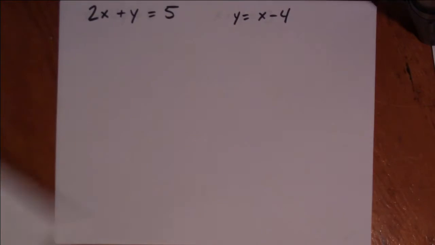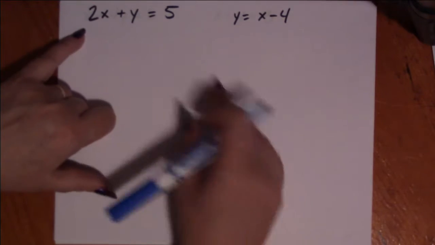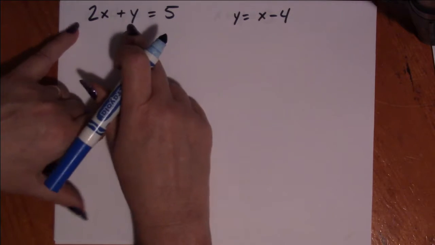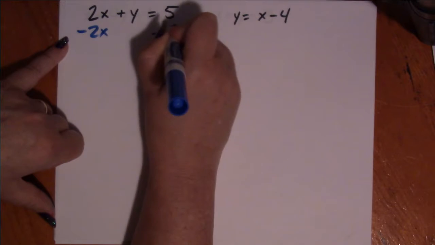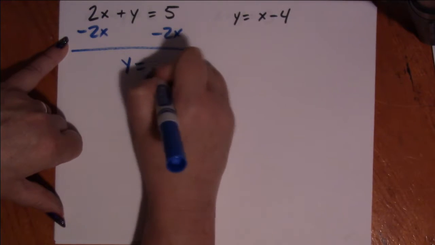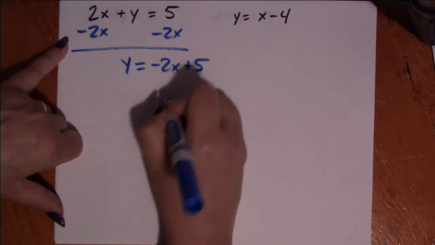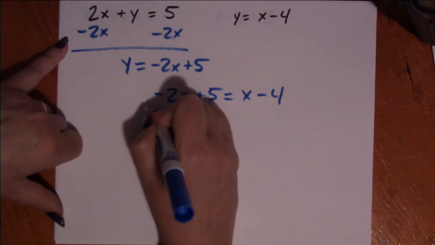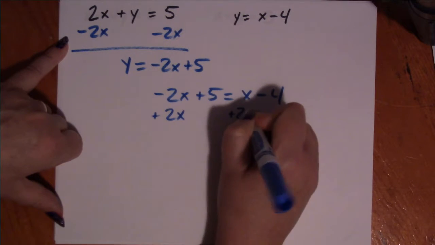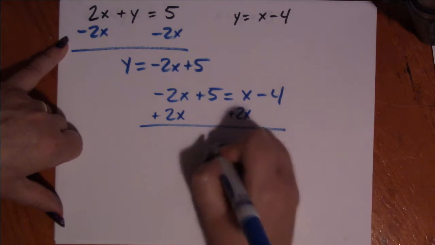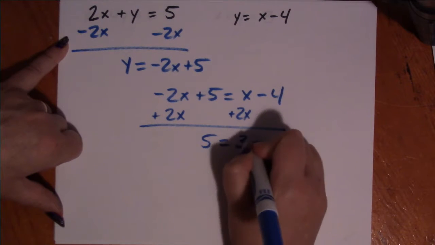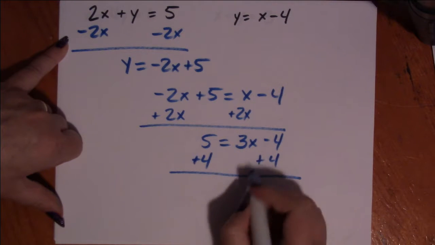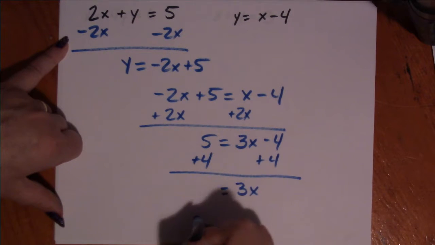Let's try another one. Here we don't have an equation that starts with a y, so let's make it start with a y. Negative 2x on both sides, so now we have y equals negative 2x plus 5. So now negative 2x plus 5 equals x minus 4. I'm going to add 2x to both sides just to keep my x's positive, which gives me 5 on this side and 3x minus 4 on that side.